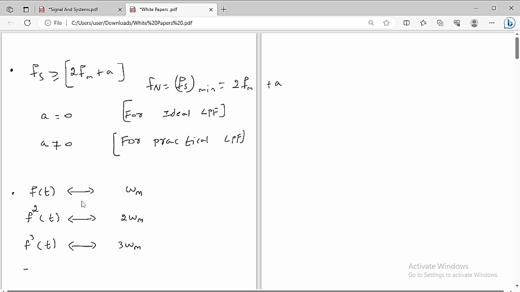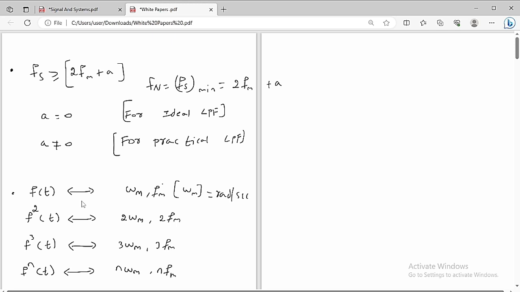Suppose you go for the nth power of the signal. If you find the Fourier transform of that signal and see the maximum frequency present in the signal, it is nothing but n into omega m. The unit here is radians per second. Omega m has the unit radians per second. The same concept you can apply for the frequency fm also. Here it is fm, here it is 2 times fm, here it is 3 times fm, and here it is n times fm. This point you always have to keep in your mind.